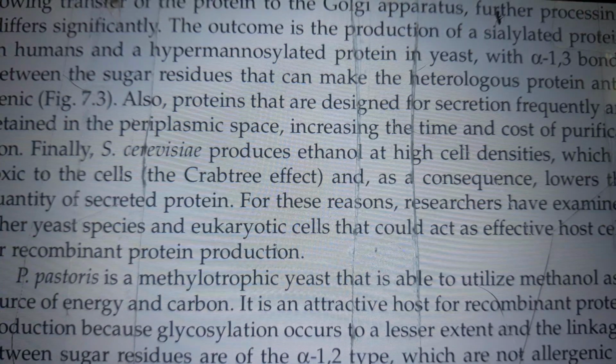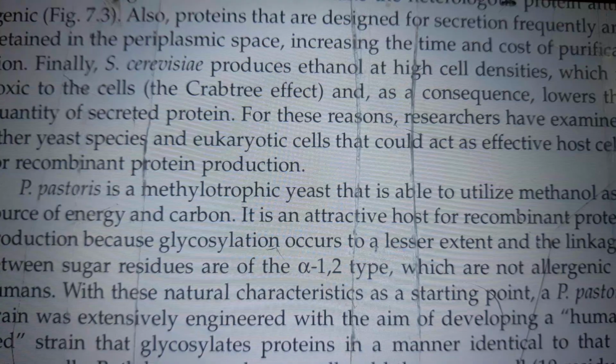The outcome is the production of a sialylated protein in humans and a hypermannosylated protein in yeast, with alpha-1,3 bonds between the sugar residues that can make the heterologous protein antigenic. All the proteins that are designated for secretion frequently are retained in the periplasmic space, increasing the time and cost of purification.